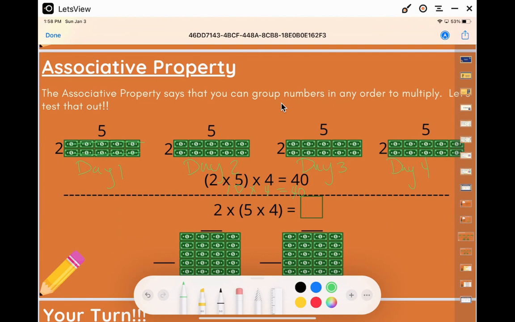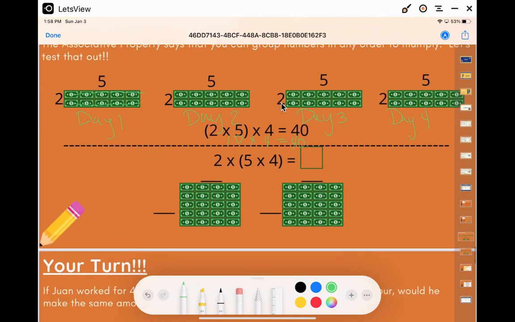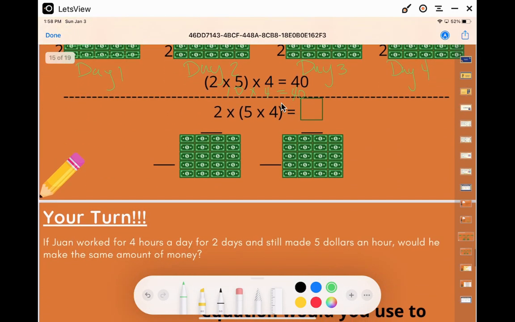And so we multiplied 2 times 5 is 10, and then we multiplied it by 4 to get 40, but you could also switch it up. We could also multiply 5 times 4 and then multiply it by 2. Let's use an array to do that this time.